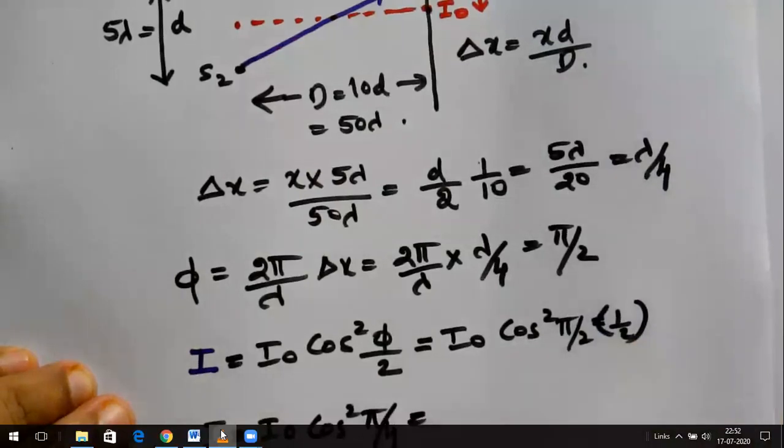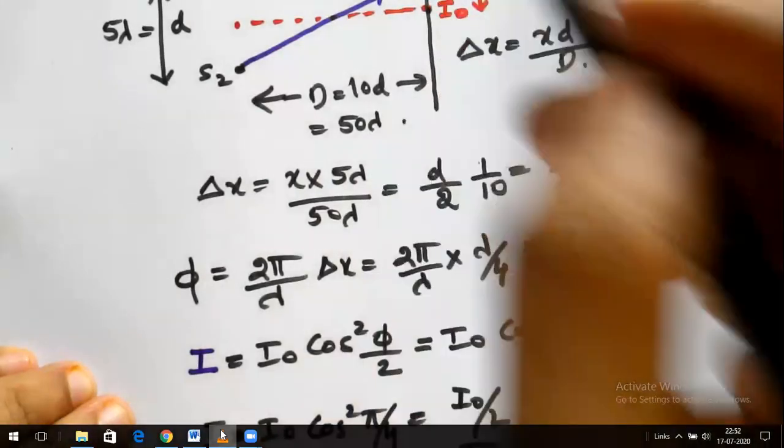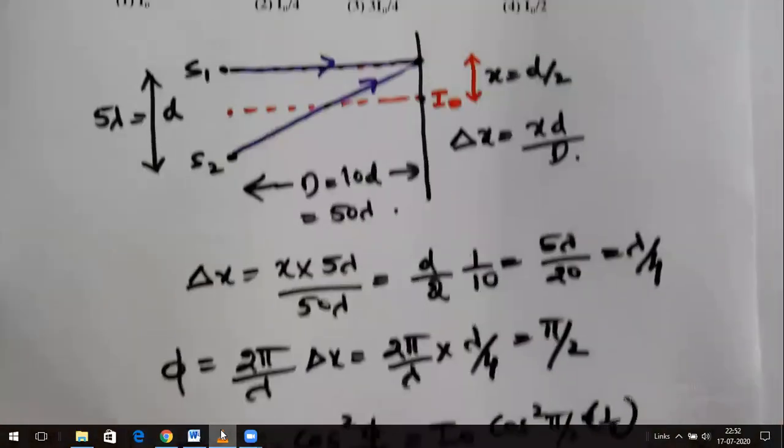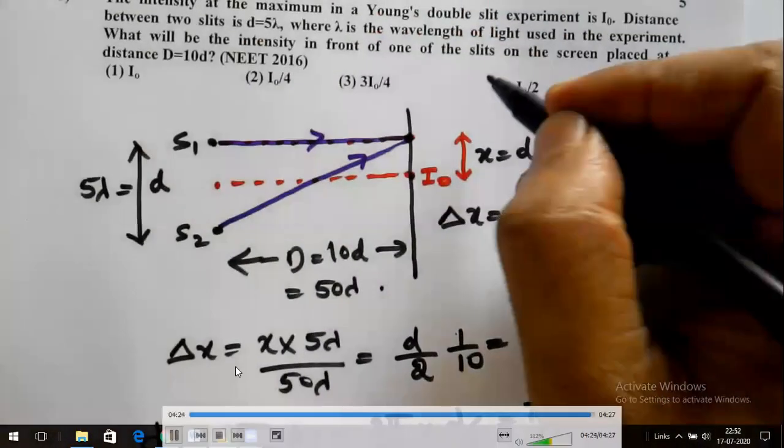Cos pi by 4 is 1 by root 2. When you square it, you get half. So this is I naught by 2. This is the intensity here at a distance d by 2 from the central fringe. So the answer option is the fourth one, I naught by 2.